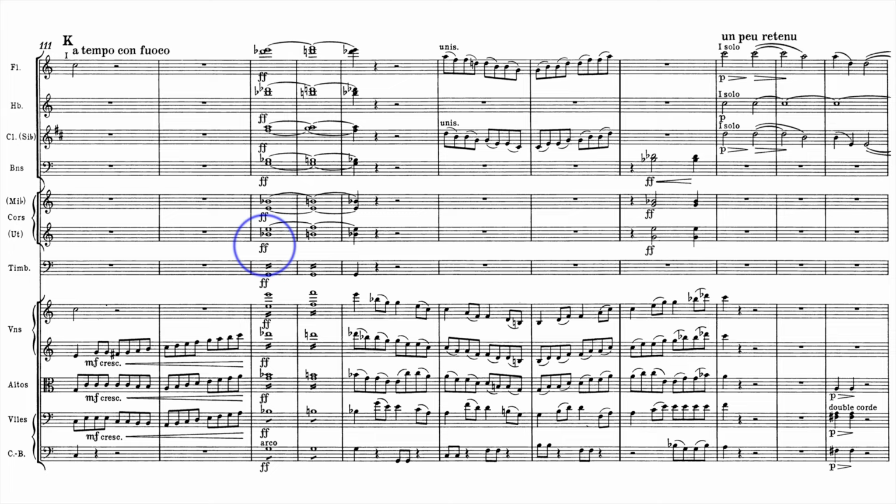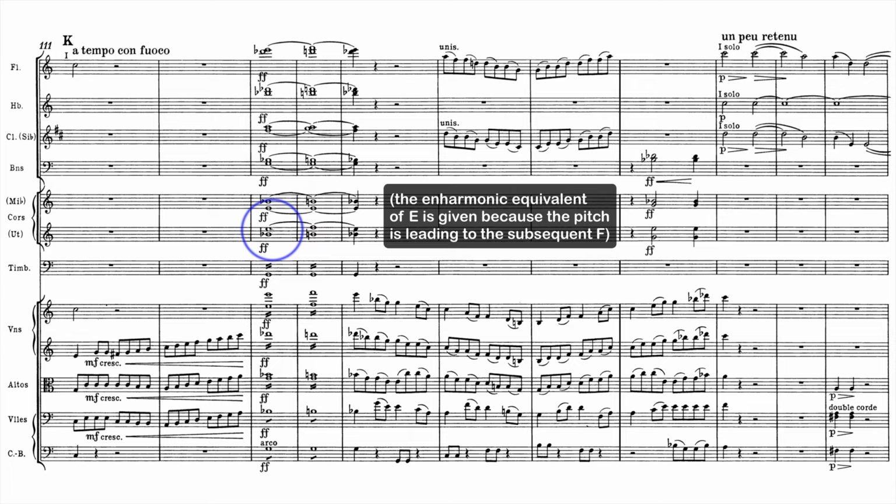Here we have the minor third of B flat. Here we have the diminished fifth of sounding D flat. And then the top note is E, which is actually enharmonically supposed to be F flat. And then transitions to the G dominant seventh, and then back.